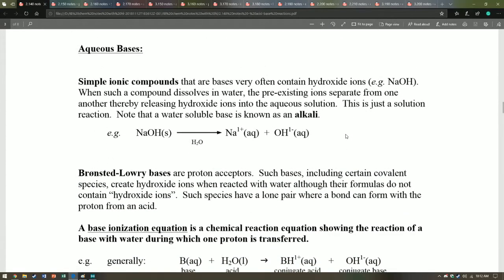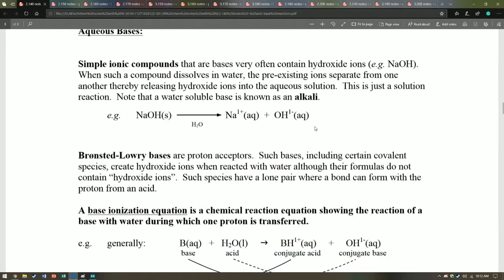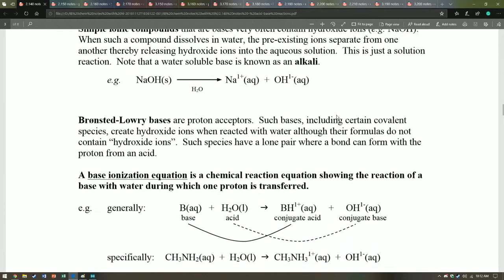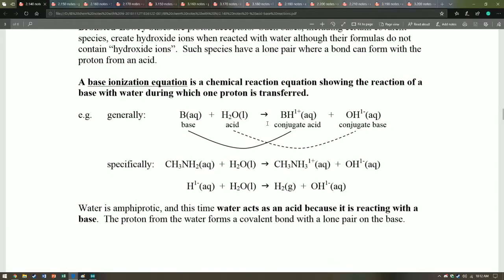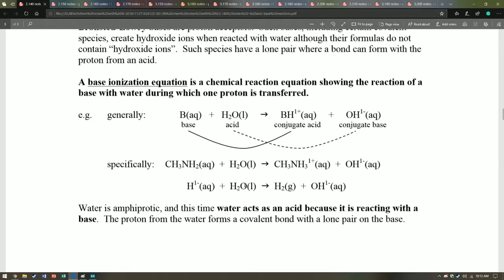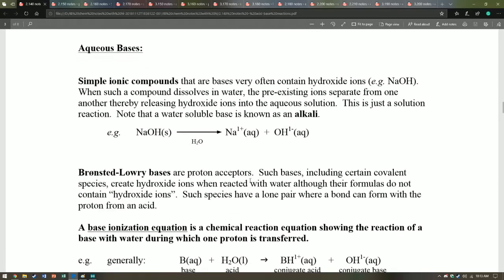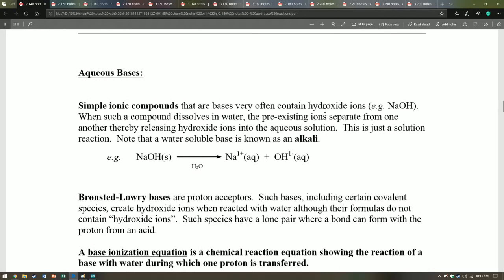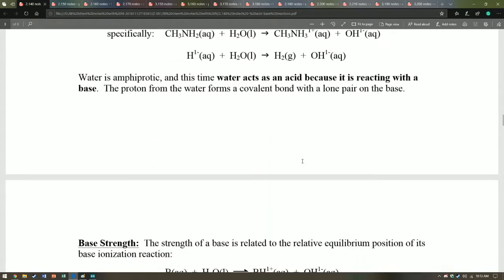We can categorize bases similarly, and I'm just going to speed through this section because anything I said about acids can be applied to bases as well. And these are some solution reactions they undergo. Here's a base ionization equation. They generally take on this form, where B plus H2O forms the conjugate acid and base. Water is amphoteric. When it reacts with the base, it behaves like an acid. Simple ionic compounds that often contain OH are alkali and are basic.